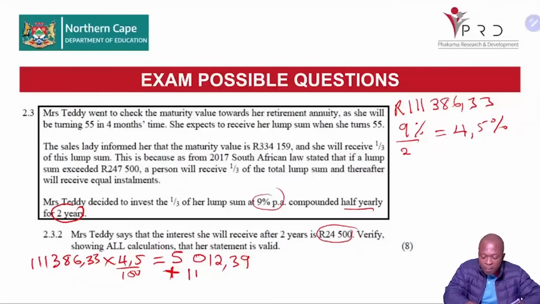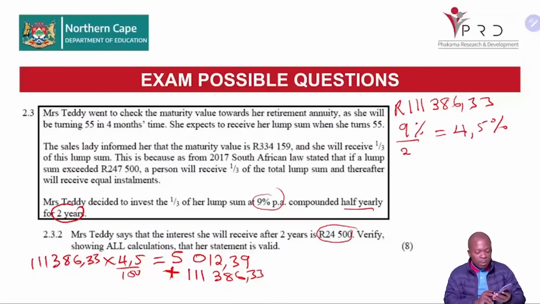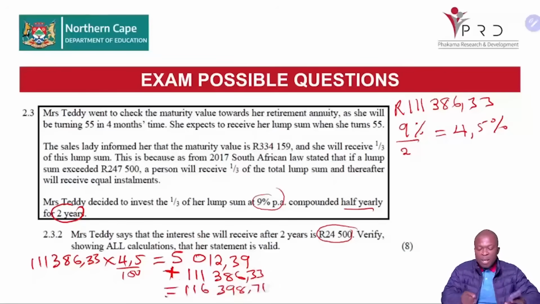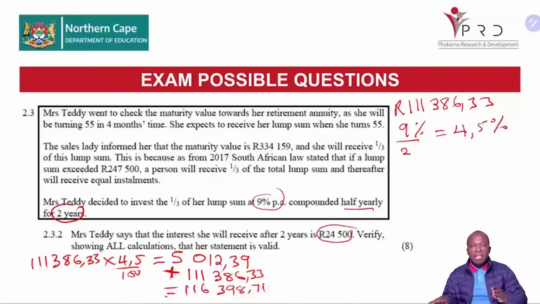Then you are going to add this money to the money which she invested, which is what? 111,386.33. So let's add that. So you just say plus 111,386.33 cents, and that will give us, now it's going to have 116,398 rand 71 cents. So you are doing this how many times?